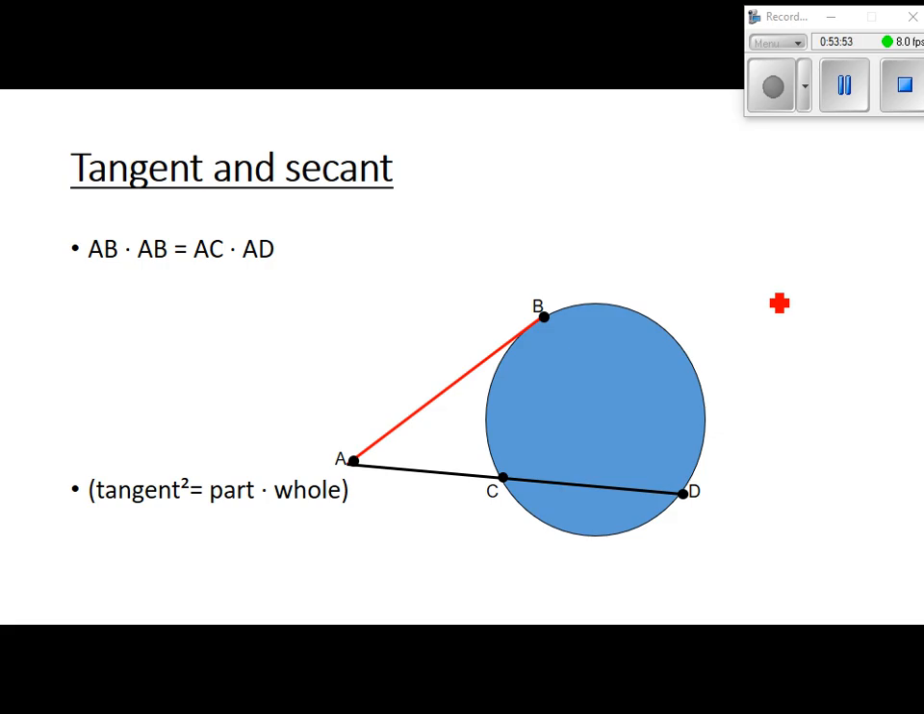A tangent and a secant. Same idea on this, only a tangent, does it have the whole thing? The whole thing is the exterior part, right? So all you do with the tangent is, and I'm going to rewrite it down here a different way, so it'll say the same thing. It's tangent squared. What's tangent squared mean? Tangent times tangent. So it's just taking this outside part times itself, and then the exterior part times the whole thing.